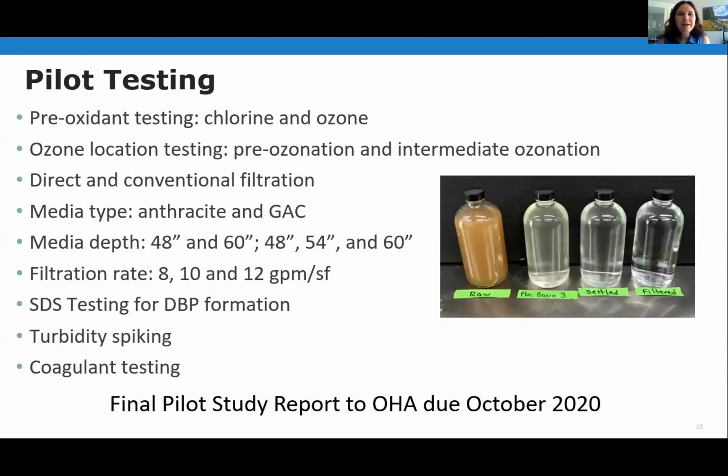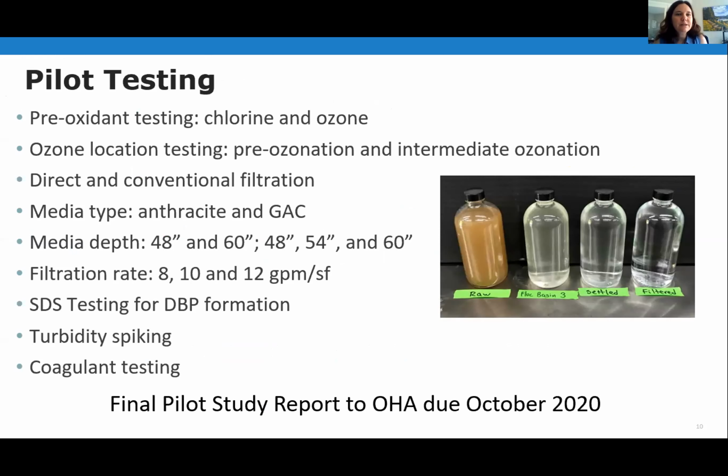Okay, so I'm going to dive quickly into pilot testing. Matt Gifford from the Portland Water Bureau gave a presentation at a PNWS Short School recently. So if you want much more information than what I'm sharing here, then feel free to reach out to me and I'll put you in contact with Matt. But what we're looking at there is to really inform the design.